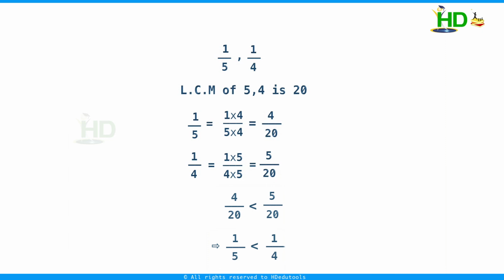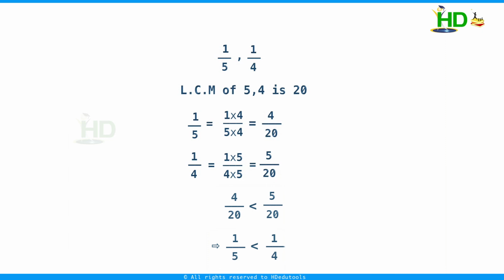But if we consider 5 and 4, in these numbers, which one is greater? Now clearly 5 is greater than 4. But if we take the reciprocals, that is 1 by 5 is less than 1 by 4. So the fraction with greater denominator is less than the fraction with the lesser denominator.